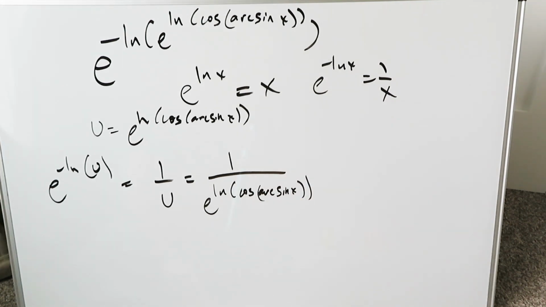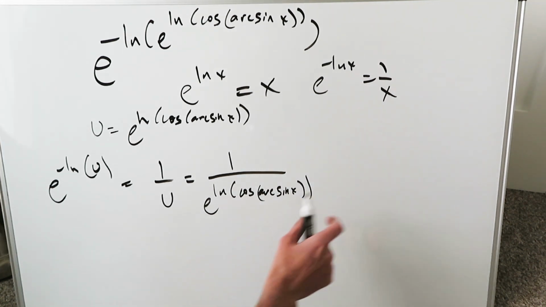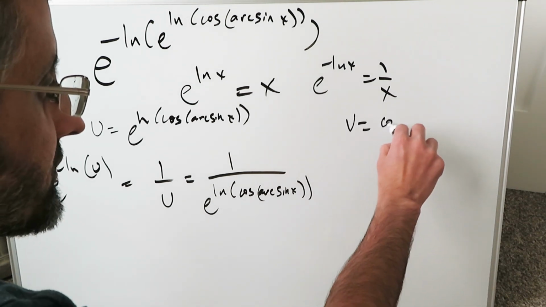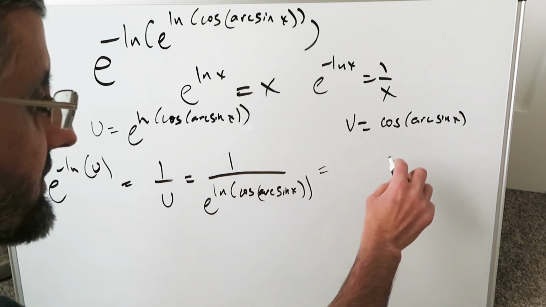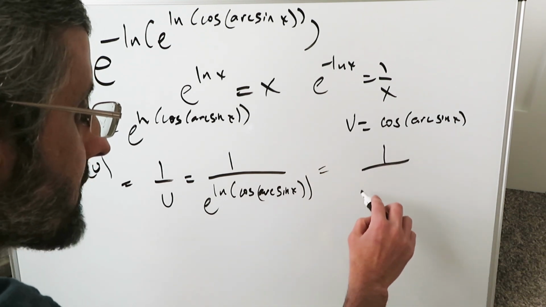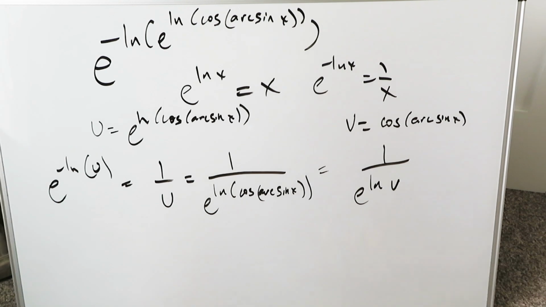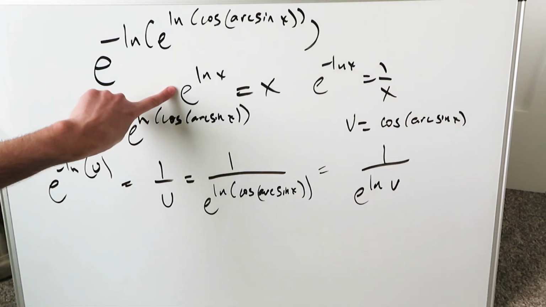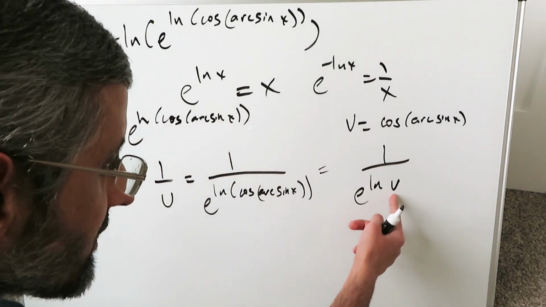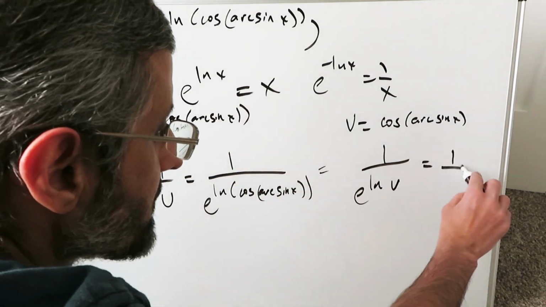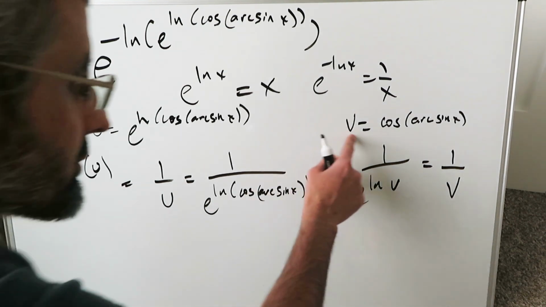Now if you choose to do so, you can do a substitution here. v is equal to cosine of arc sine x. Then by means of this substitution, we are looking at 1 over e exponent natural log v. And now we look very much like this right here. e exponent natural log x is equal to x, so e exponent natural log v is equal to v, and you will end up with 1 over v. Now all we have to do is evaluate v.